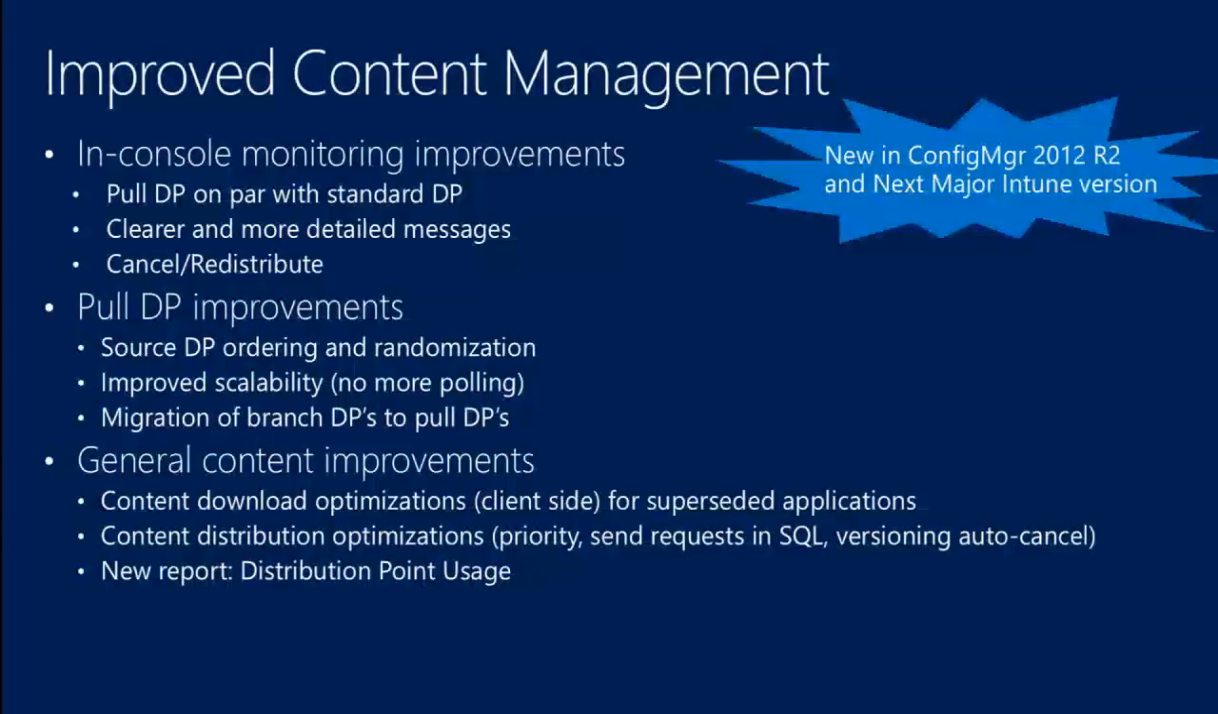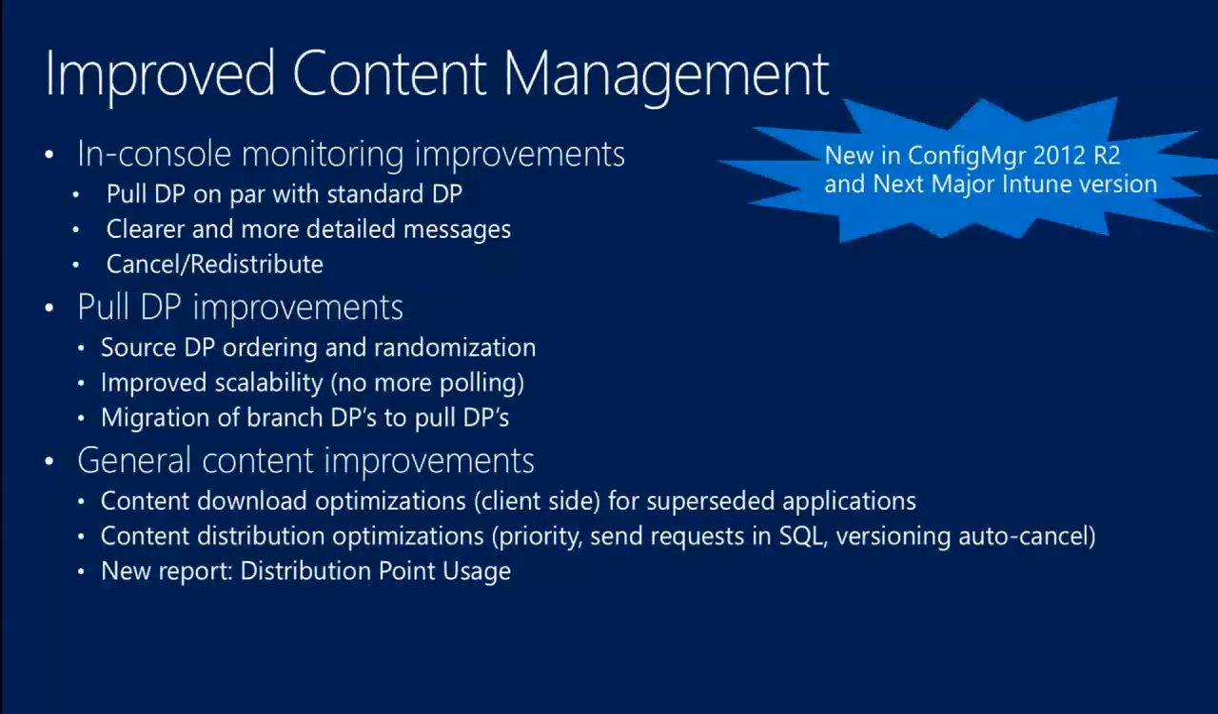In addition, we've also added some great improvements for content management. Pull DPs and standard DPs, we've talked about the pull DPs a little bit. In general, we've also got some optimization so that if we have a superseded application on the client side, we're no longer downloading the entire app. We're basically just pulling down the deltas between the superseded app and the regular app.